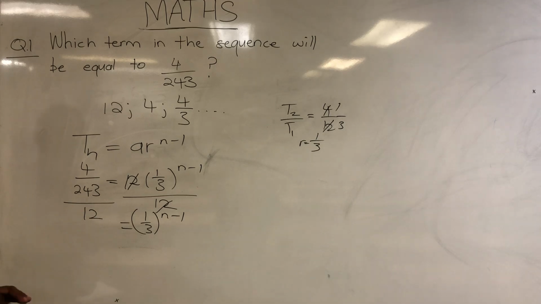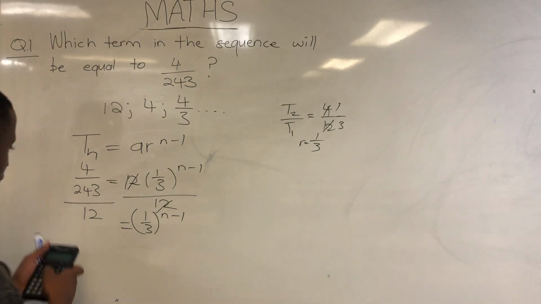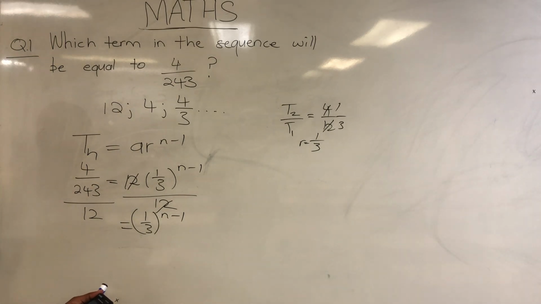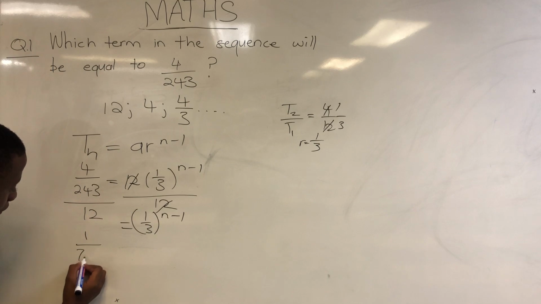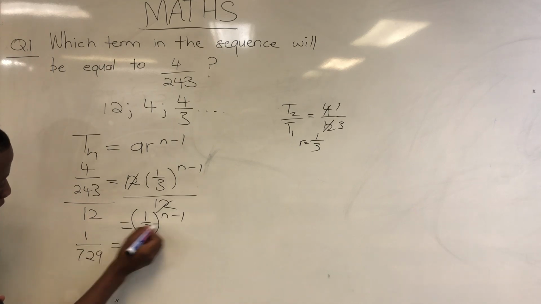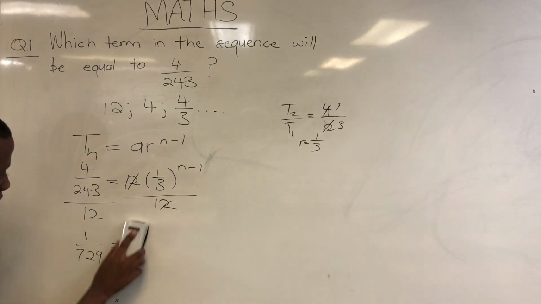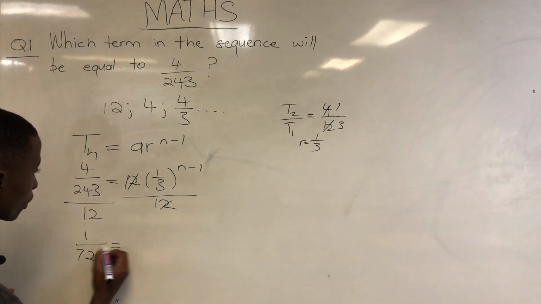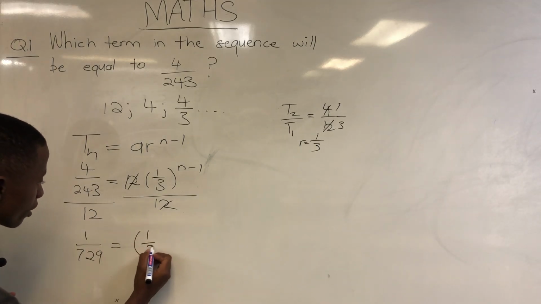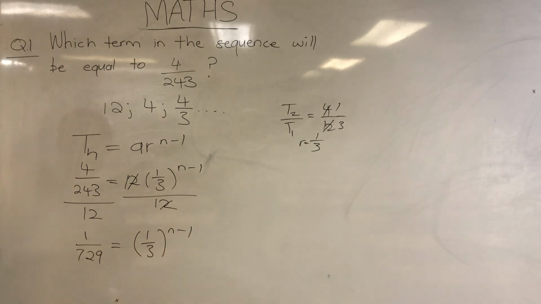So let's divide by 12. We have 4 over 243 divided by 12, so that's 1 over 729. So we have 1 over 729, which will be equal to 1 over 3 to the power of n minus 1. We don't have enough space at that particular point.